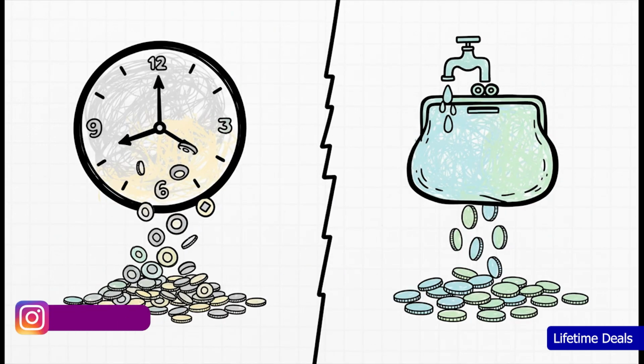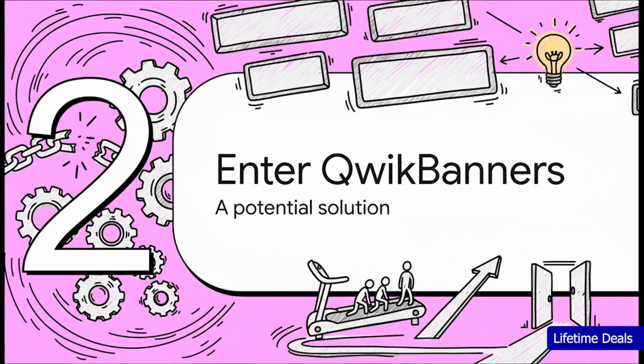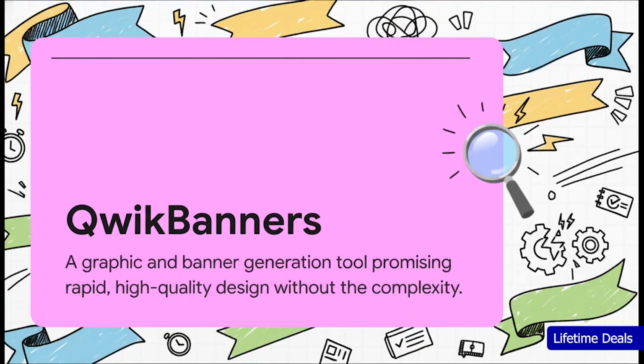So here's the real problem. It's this double-edged sword. On one hand, the sheer demand for all these graphics is a massive time suck. But on the other hand, the tools that are supposed to help us, the Hsht or the Adobe Expresses of the world, they usually come with these recurring monthly fees that just slowly bleed your budget dry, month after month after month. But what if there was a way to just get off that treadmill for good? That's really the promise of the tool we're digging into today, QwikBanners, and more specifically, the really compelling lifetime deal it's offering right now.